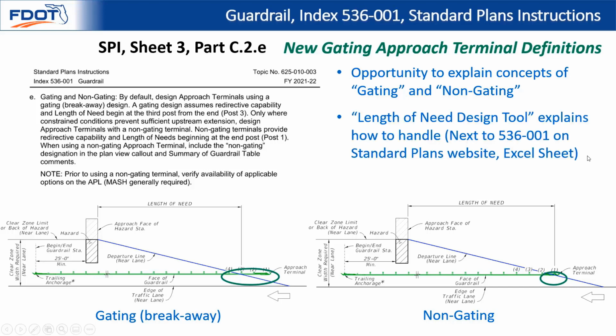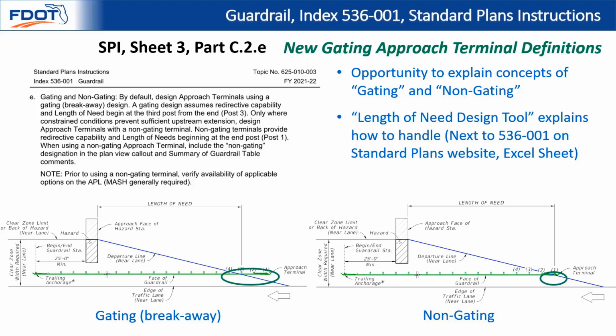Now, when calculating length of need, the length of need design tool does explain how to handle gating and non-gating in the comment section to the right. Basically, if you're using non-gating, you would input length of gating as 0, and it does explain for you how to do that. Just as a reminder, the length of need design tool is located on the standard plans website right next to index 536001, and that's basically an Excel sheet.